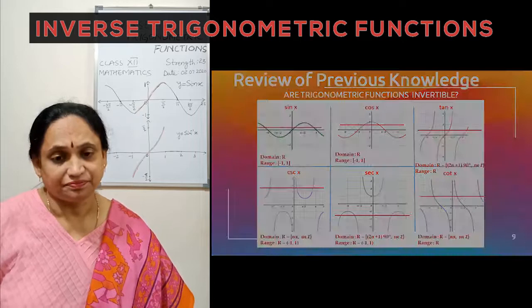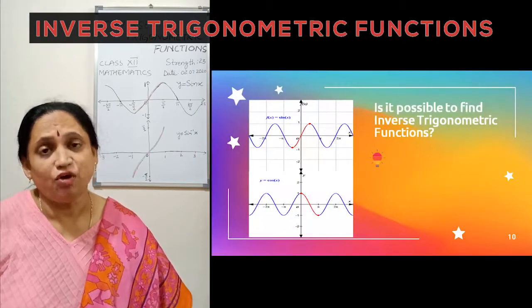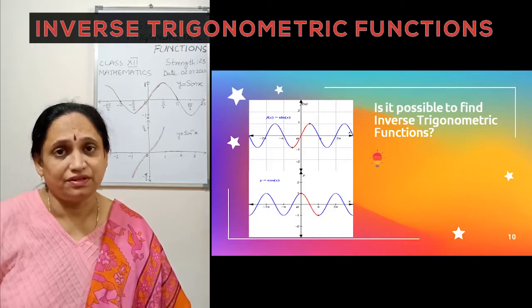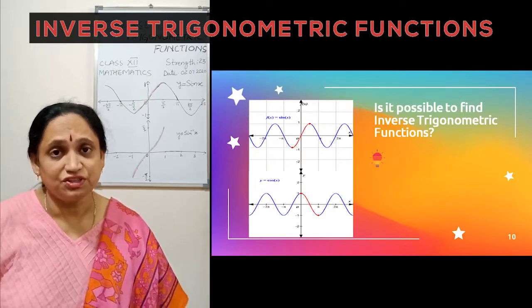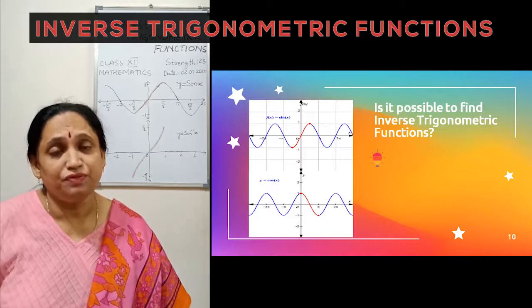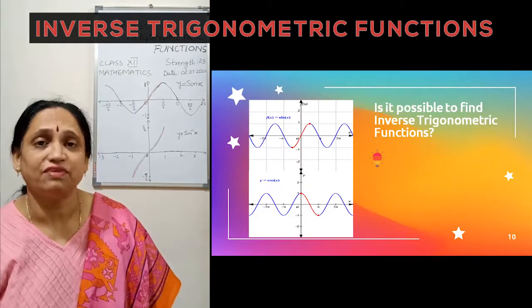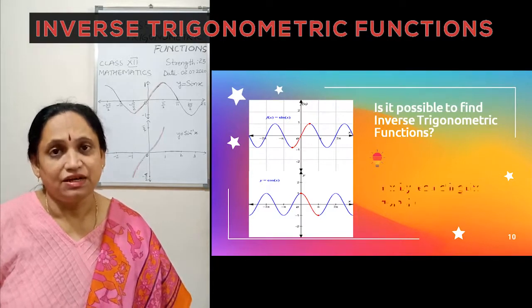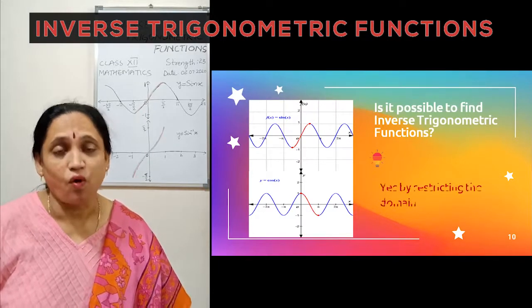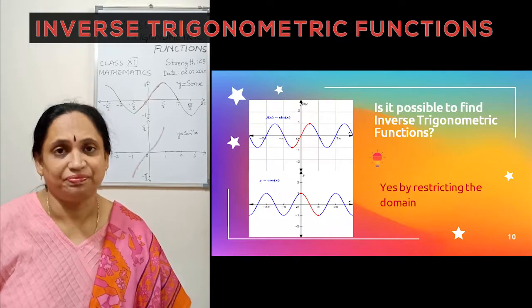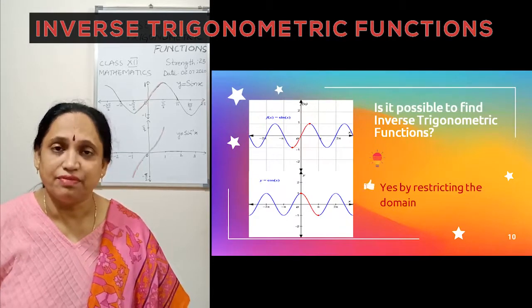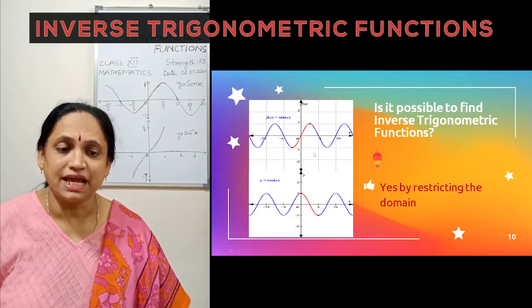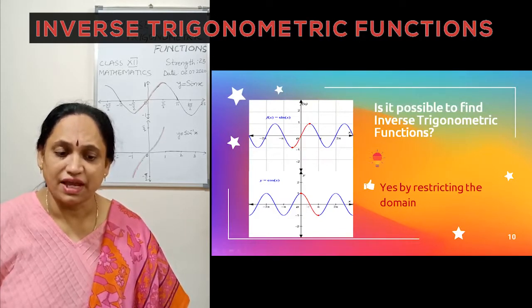But then, is it possible? Then how can we find inverse trigonometric functions? Can we do something to make these trigonometric functions 1-1 and onto? Yes, we can. We can restrict the domain of a trigonometric function, and we would get them as 1-1 and onto. You can see the sine graph here and the cosine graph here.